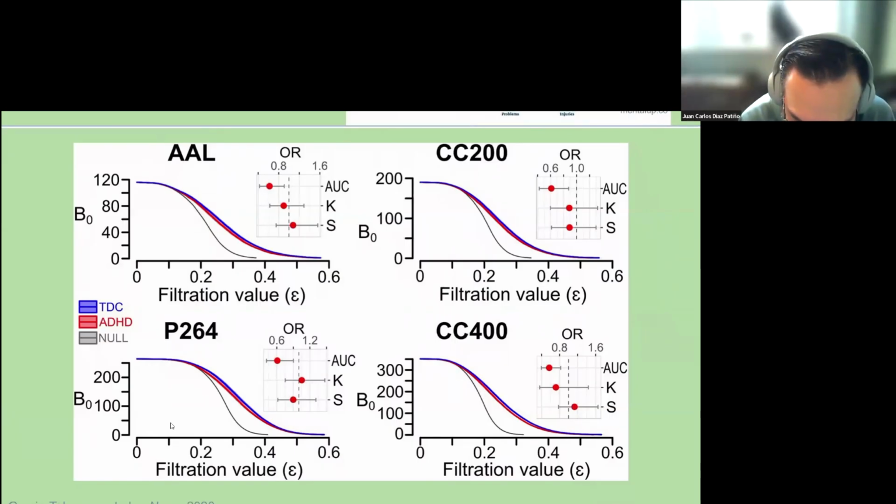So these are the comparisons of the area under the curve, the kurtosis, and the slope. But we didn't find differences in the kurtosis. This means that in general, all the zero curves are very similar, and also they have the same slope. But for the area under the curve, this study shows differences between the two groups.